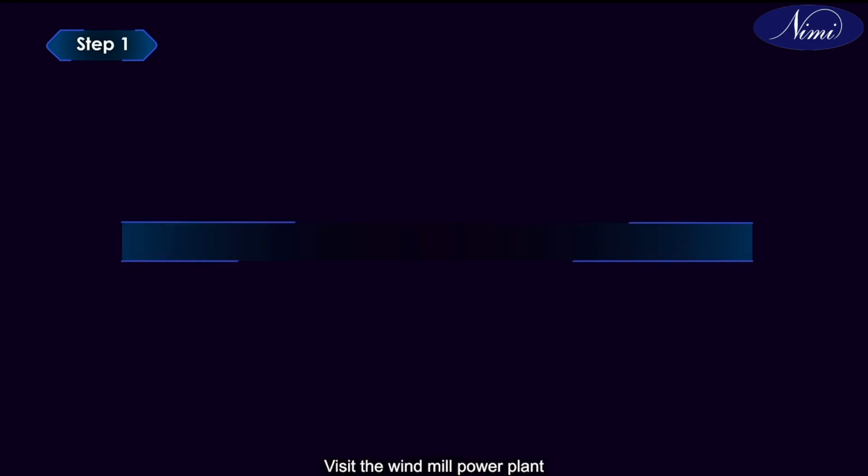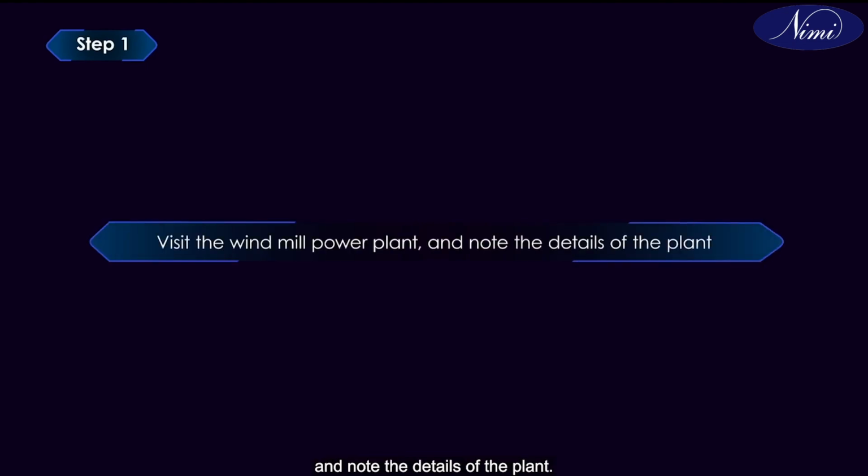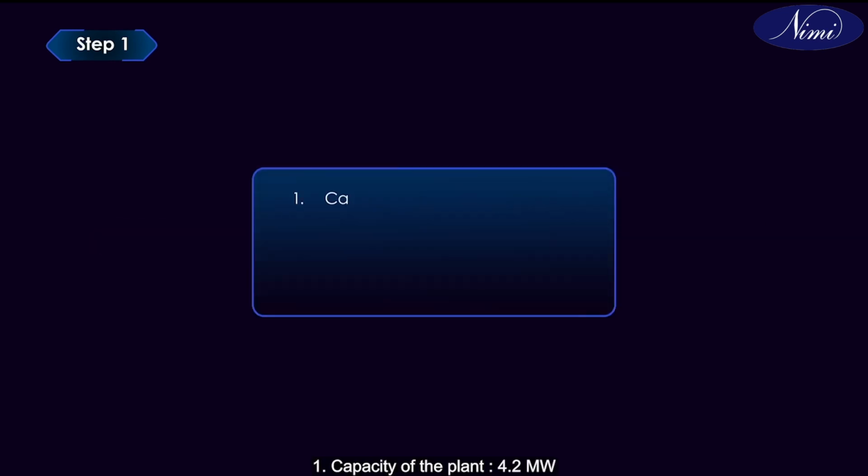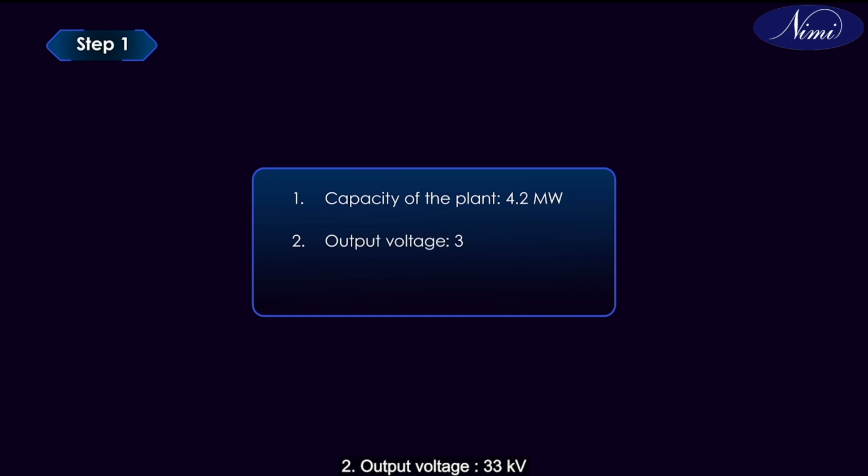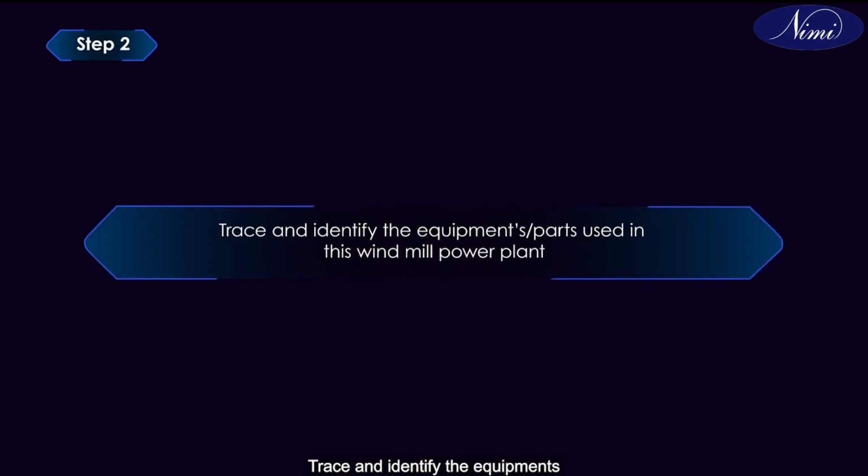Step 1. Visit the windmill power plant and note the details of the plant. Number 1. Capacity of the plant: 4.2 megawatts. Number 2. Output voltage: 33 kilovolt. Number 3. Maximum load current: 200 amperes. Step 2. Trace and identify the equipment or parts used in this windmill power plant.